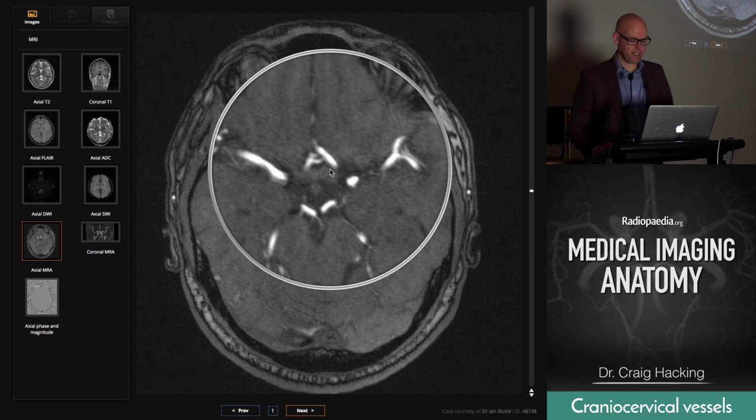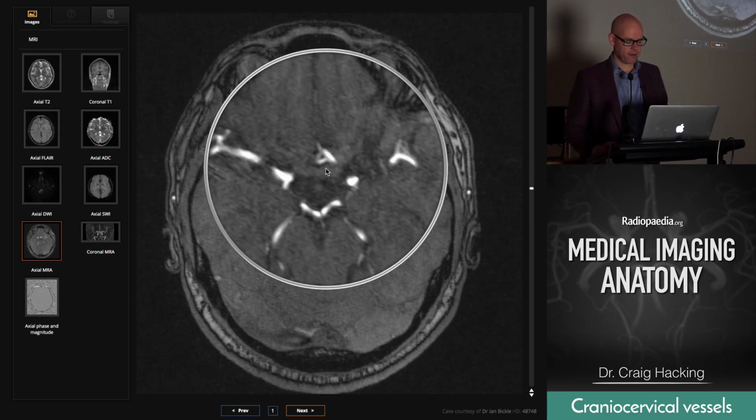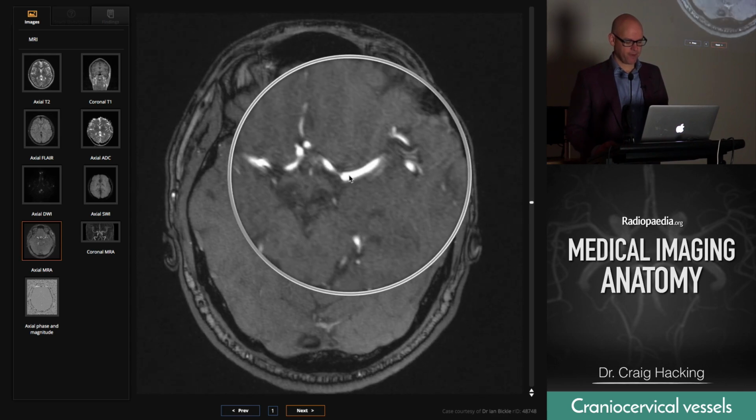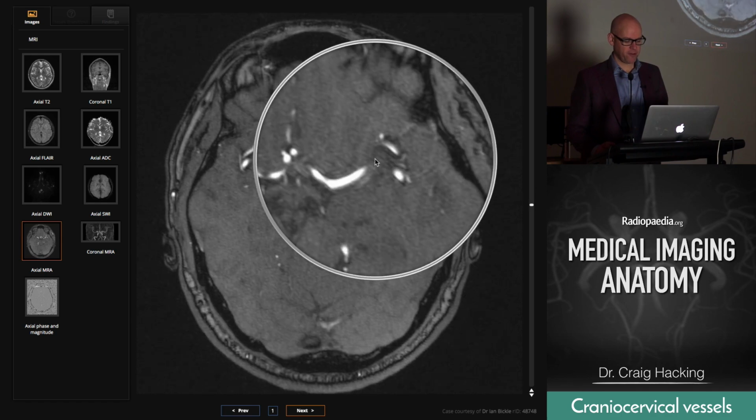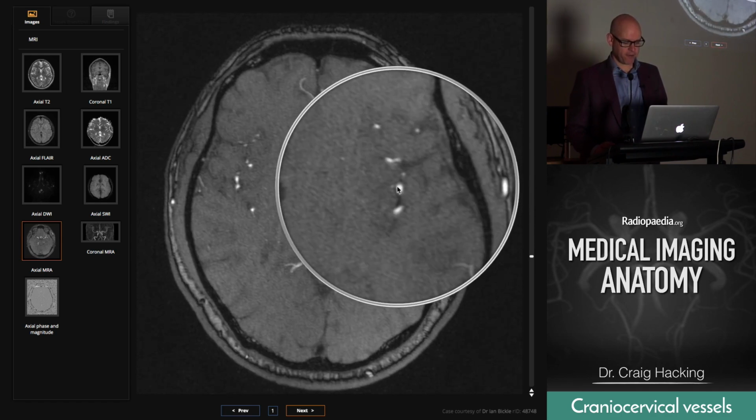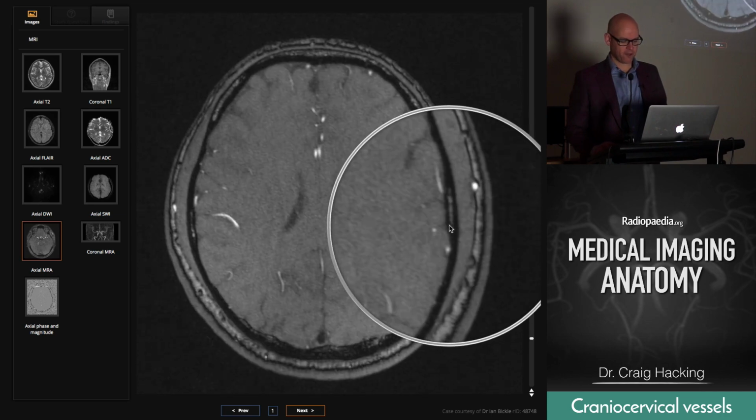We can divide the main vessels into segments. It's worth knowing how we name the segments. So when we go to our MCA, this first part is M1 until we get to the bifurcation. M2 runs in the Sylvian fissure, M3 are the opercular branches that run out, and then M4 are all these cortical branches.